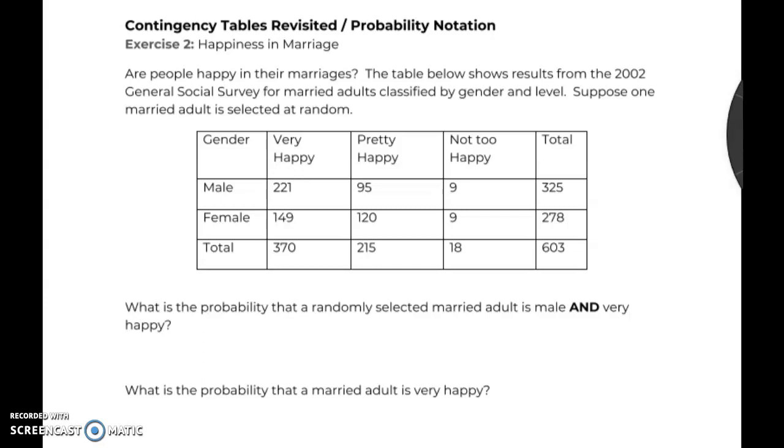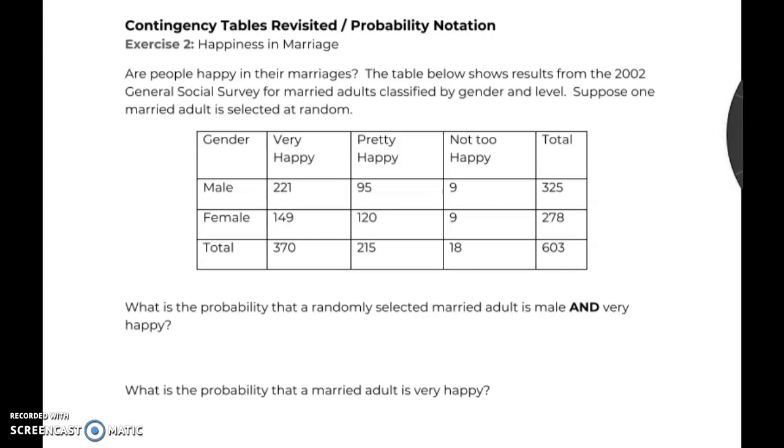We've already looked at contingency tables before, and we looked mostly at percentages. Now we're going to look at it in probability notation. So instead of giving percentages, we're going to give decimal numbers. We're going to calculate the probabilities using the contingency table.